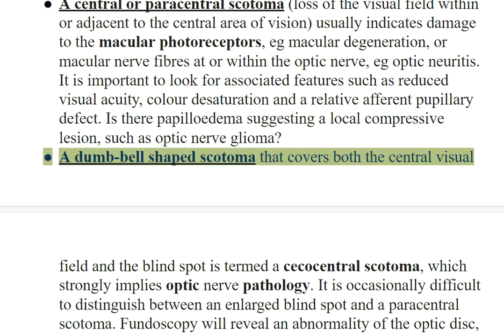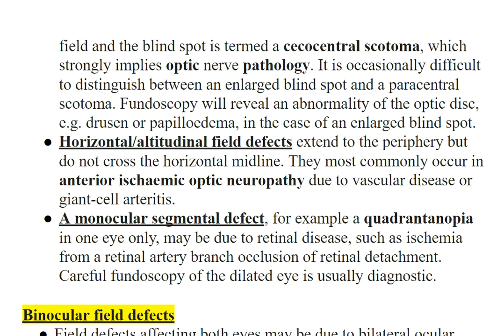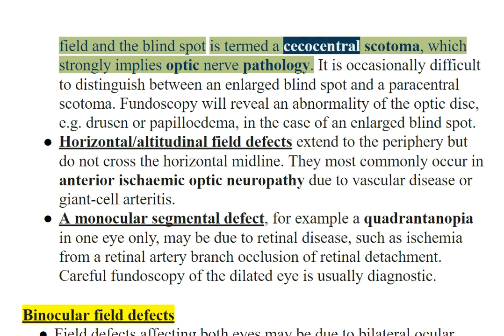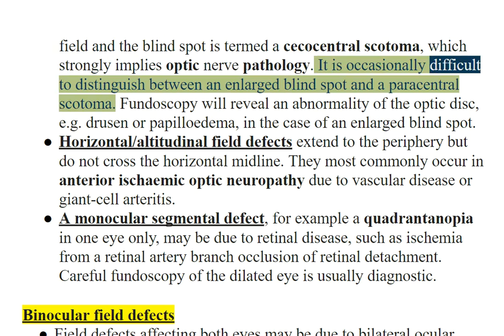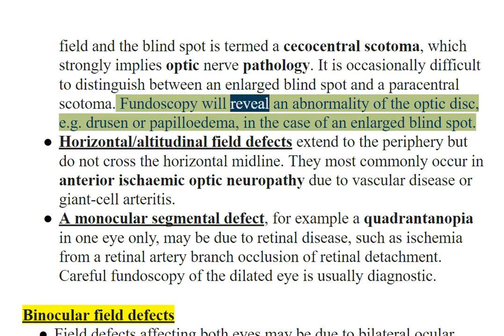A dumbbell-shaped scotoma that covers both the central visual field and the blind spot is termed a cecocentral scotoma, which strongly implies optic nerve pathology. It is occasionally difficult to distinguish between an enlarged blind spot and a paracentral scotoma. Fundoscopy will reveal an abnormality of the optic disc, e.g. drusen, or papilloedema, in the case of an enlarged blind spot.